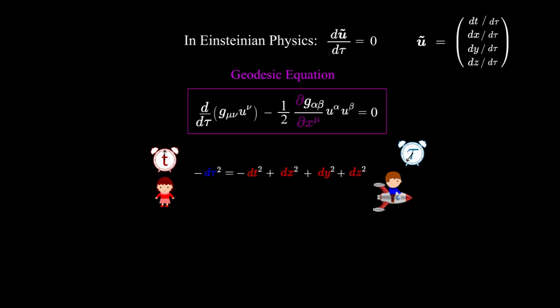In our next video, we will use the geodesic equation to describe Alice's motion in Bob's accelerated Rindler coordinate system.